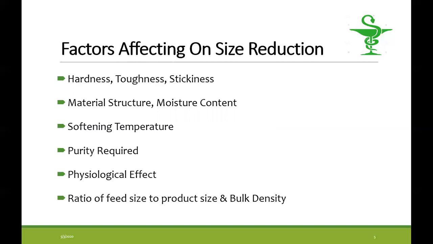Next one, purity required. Various mills used for size reduction often cause the grinding surface to wear off, and thus impurities come into the powder. If a high degree of purity is required, such mills must be avoided. Moreover, the mill should be thoroughly cleaned between batches of different materials in order to maintain purity.